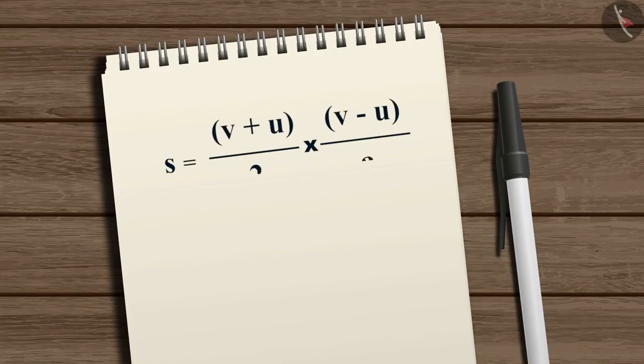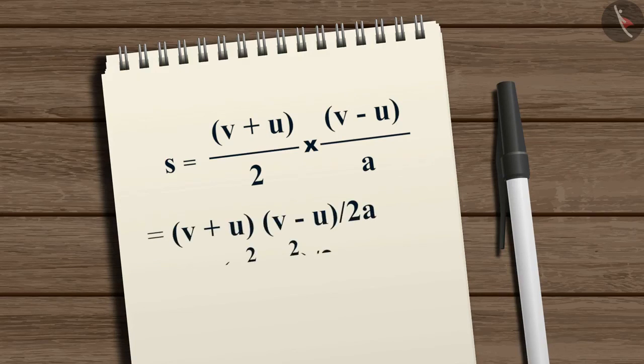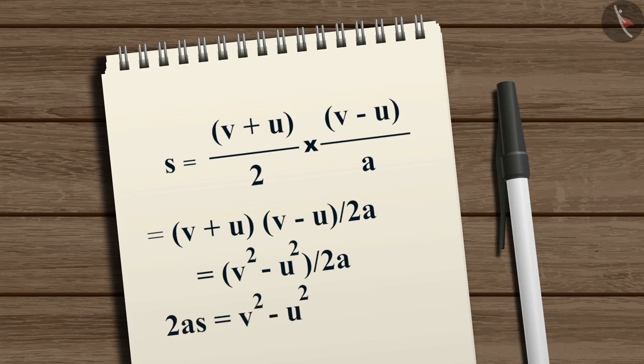From the velocity-time relation, we know t = (v − u)/a. By using the value of t, we can write the distance as s = (v + u)/2 multiplied by (v − u)/a, which is equal to (u + v)(v − u)/2a, which is equal to (v² − u²)/2a. So, 2as = v² − u².